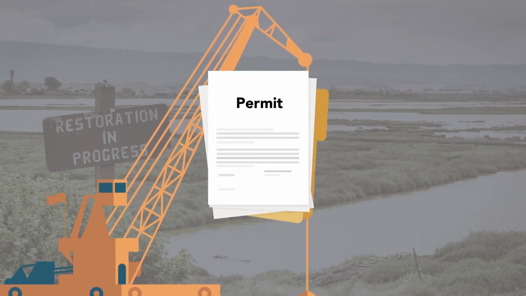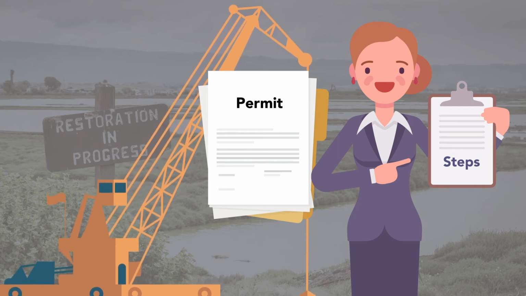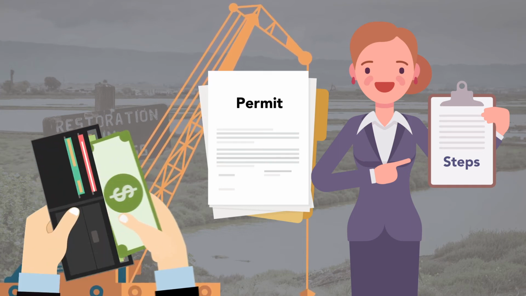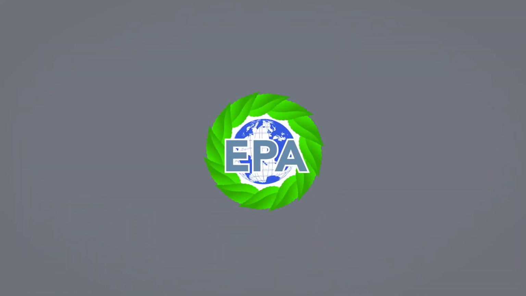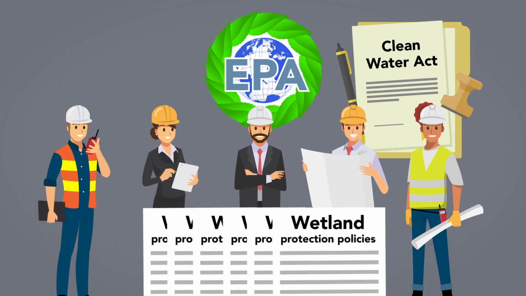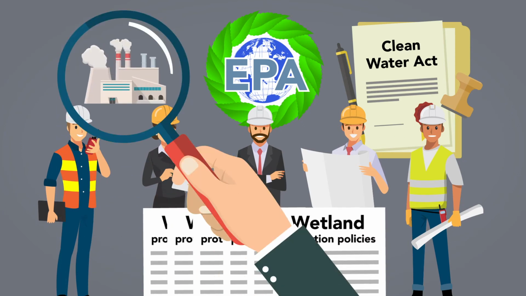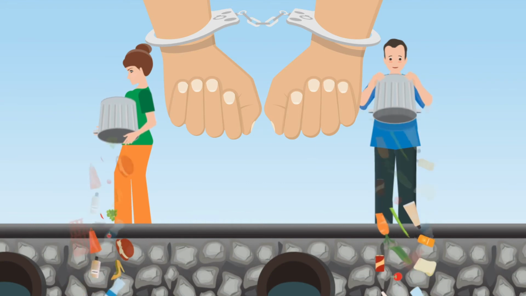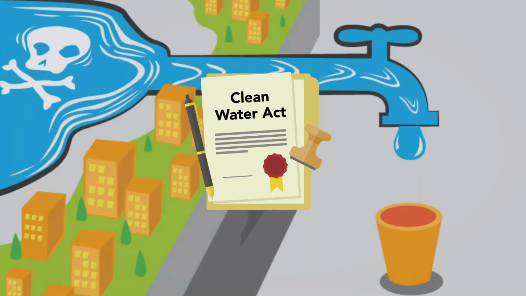Applicants seeking permits to dredge or fill wetlands must show that steps have been taken to avoid a negative impact and that compensation will be provided for any remaining unavoidable impact. The Environmental Protection Agency and the Army Corps of Engineers are both responsible for implementing the Clean Water Act's wetland protection policies, including on-site investigations and enforcement actions against unpermitted discharges. The last key program under the Clean Water Act is the identification and regulation of toxic water pollutants.